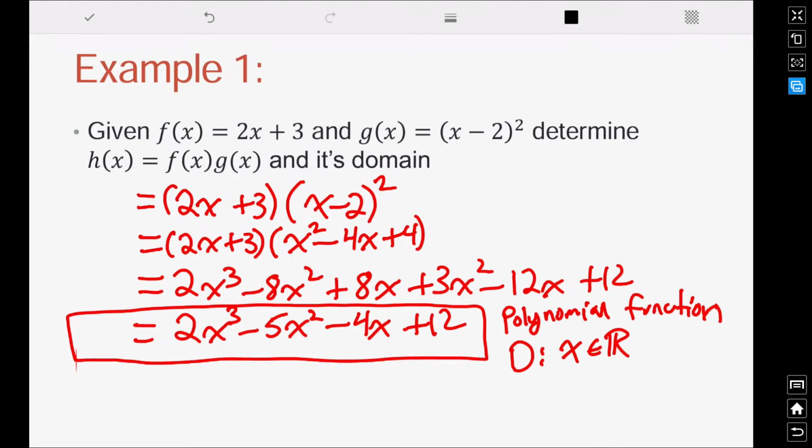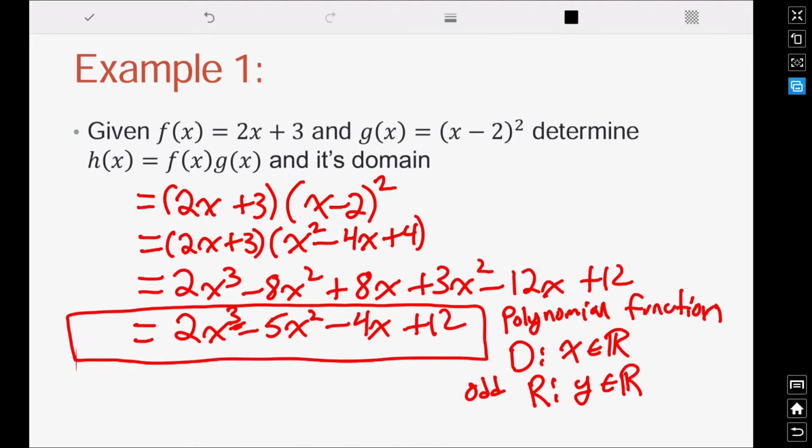Finding the range is a little trickier because algebraically it's a little more difficult to tell, but we do know that this is an odd polynomial function because the highest power is a 3. So it's an odd polynomial. And one neat property about odd polynomials is that its range will be all real numbers, because it goes down to negative infinity all the way up to positive infinity.